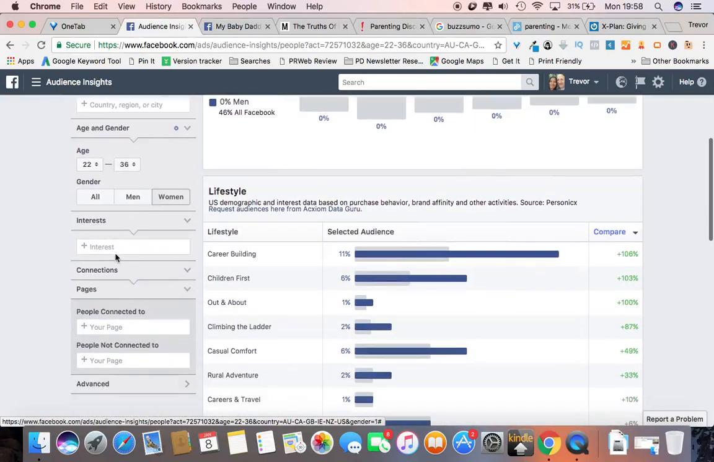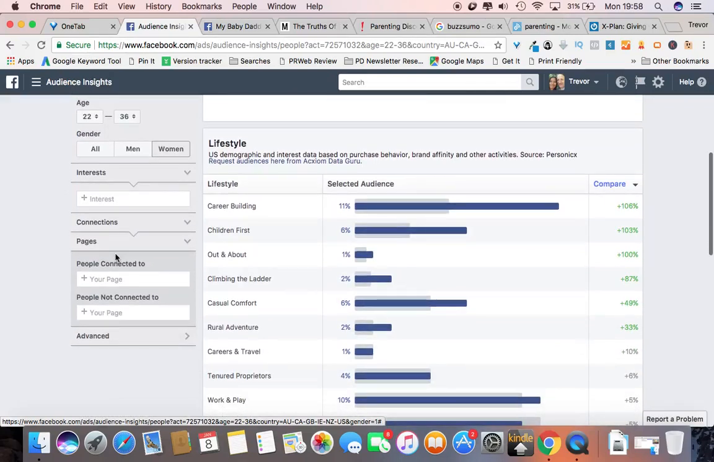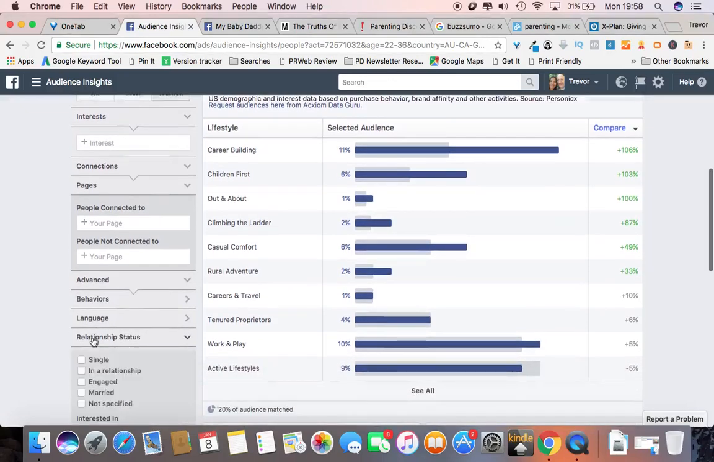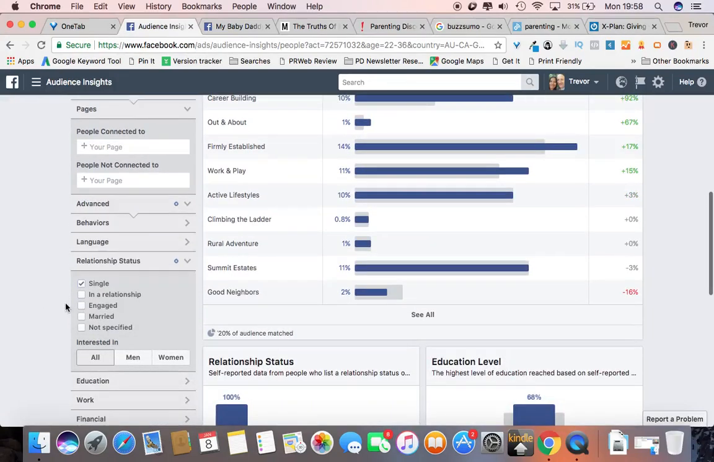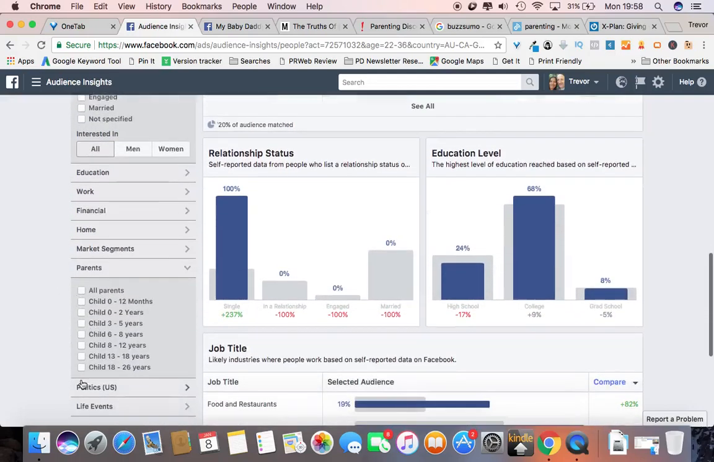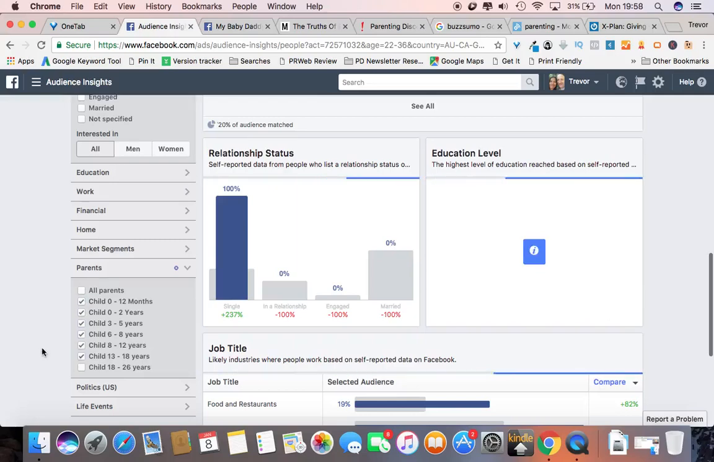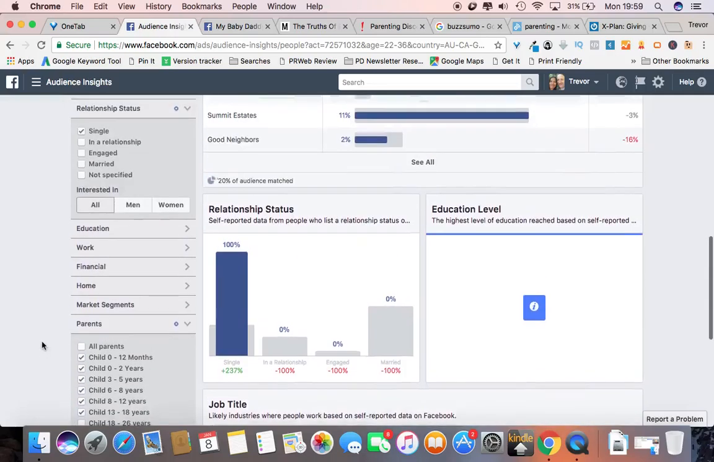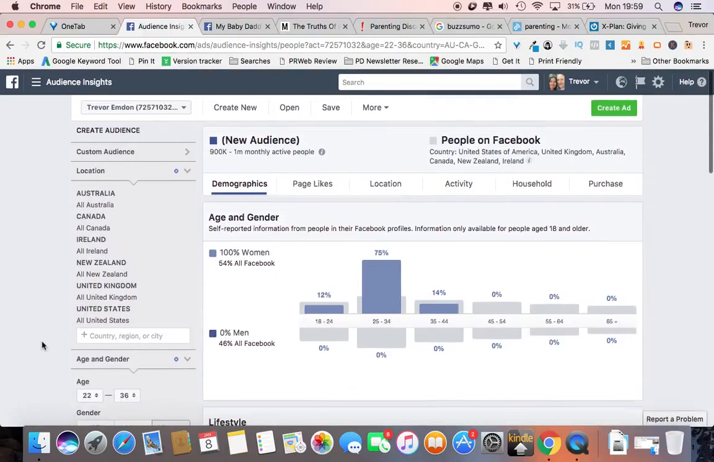But now, if we come down here to advanced, okay, so we want relationship status. We definitely want those people to be single because they're single mums. They may, of course, be in a relationship, but let's leave that out for the moment. And parents, here we are. And so we don't want all parents because over 18 would be a little too old. So we'll have 0 to 12, we'll have all of these in the middle ranges, so 13 to 18 being the highest that we will go for this example. All right, so now Facebook will give us a whole load of information. The demographics, of course.